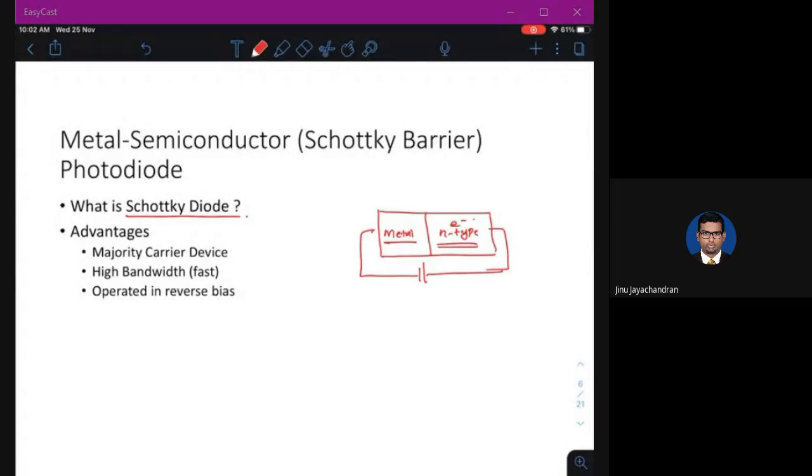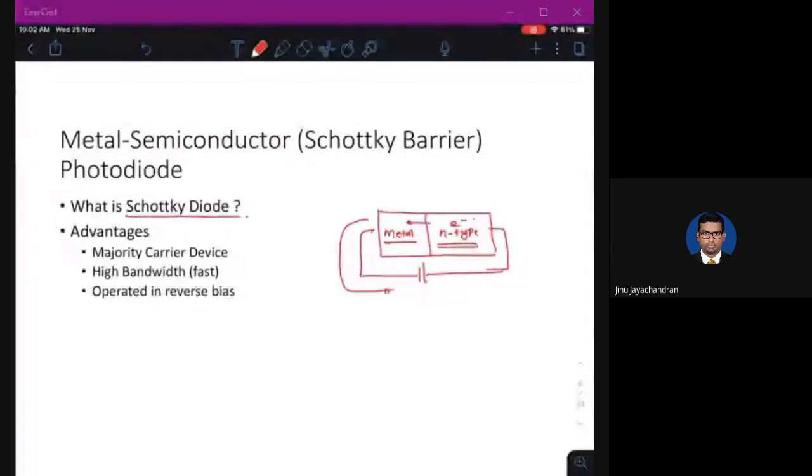The charge carriers are electrons in both the metal and the N-type, and these electrons move across the junction and through the external circuit to create the photocurrent. If you incident light, it can create electron-hole pairs in the N-type material, of which the electrons will move out of the junction towards the metal and into the outer circuit. This is the basic Schottky barrier diode working.